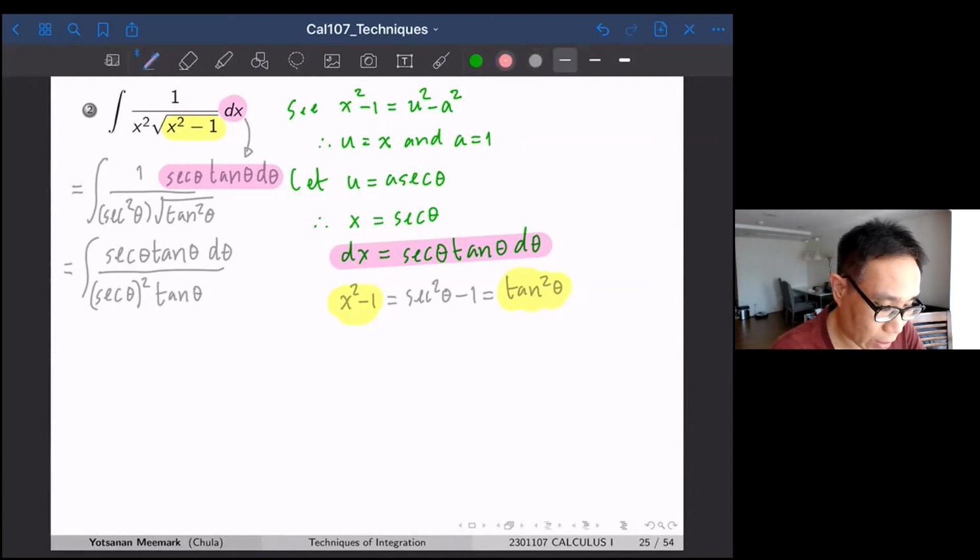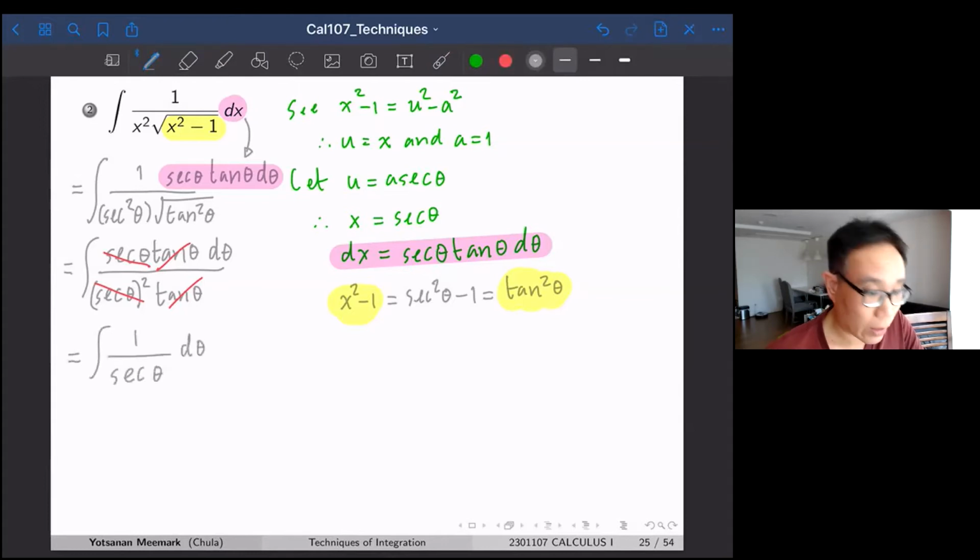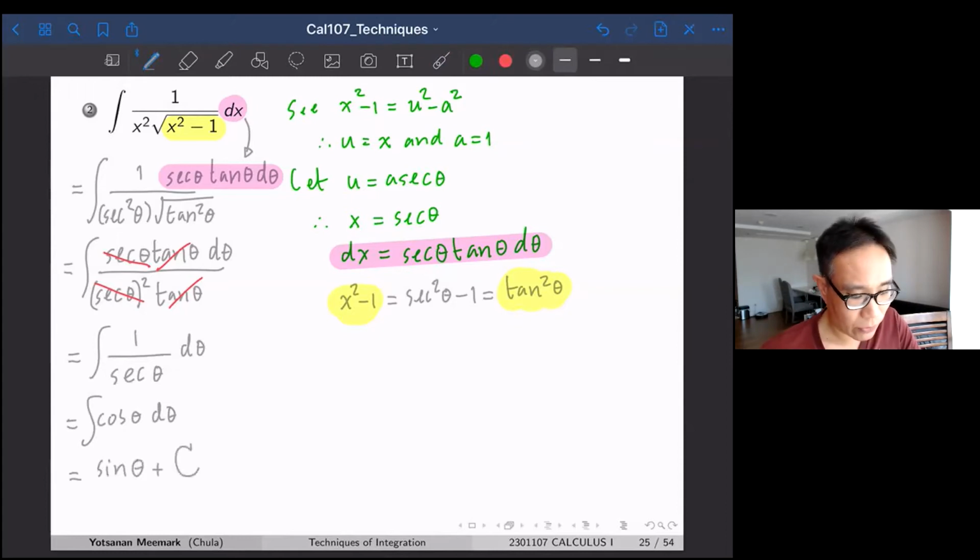And you see that the tan and tan cancel each other, and you have sec square and sec. So you're going to end up with just the integral of 1 over sec theta d theta, and 1 over sec turned out to be cos theta. Okay, and integrate cos theta, you get sine theta plus c. So this is how we have this formula, and this is how we have this integral.